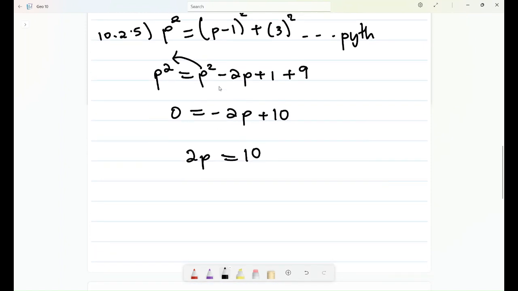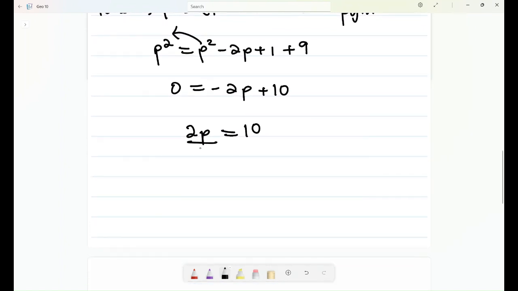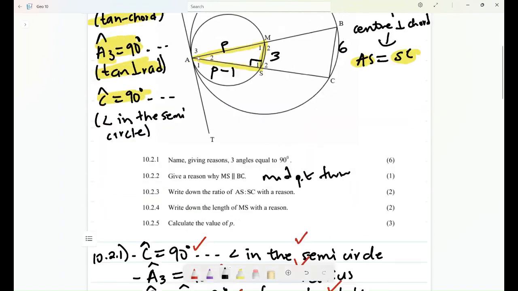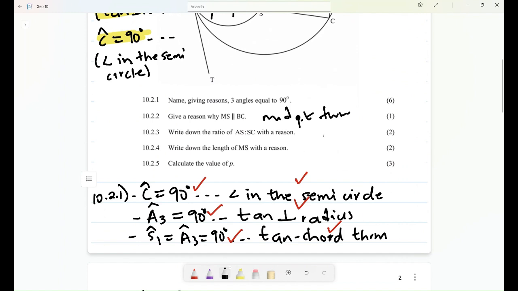10. And remember, this is a distance, so it should be positive. Then I divide by 2. Therefore, I get P equal to 5 units. I'm done. P is 5 units.